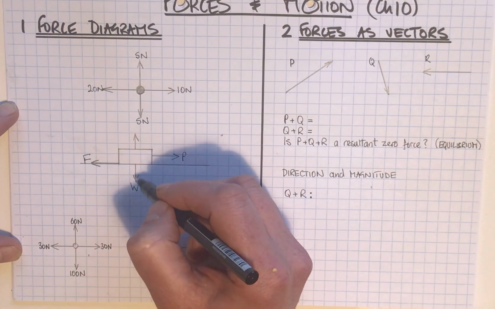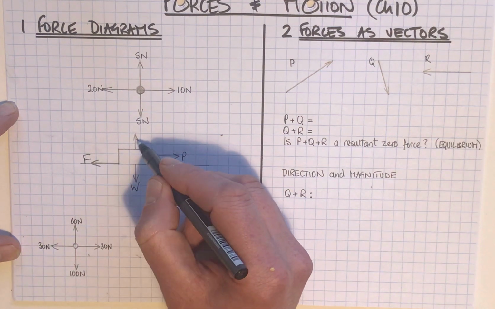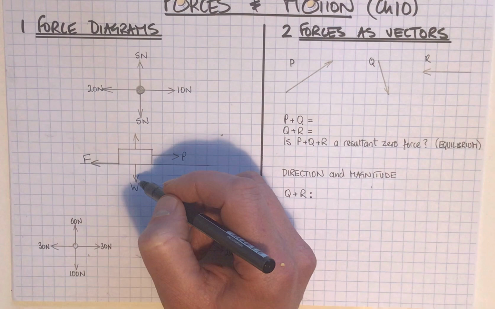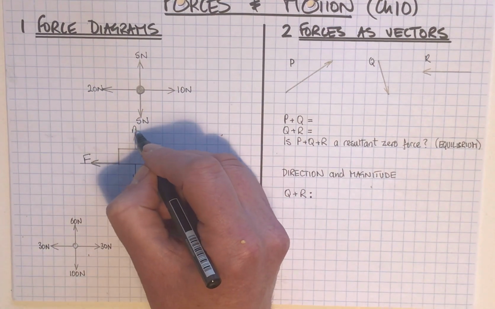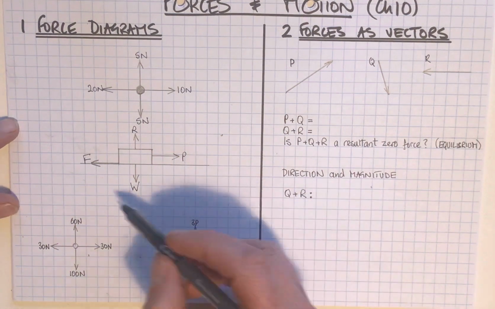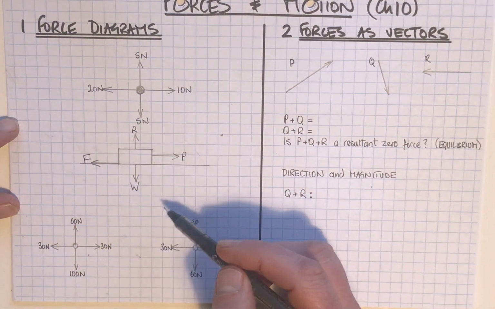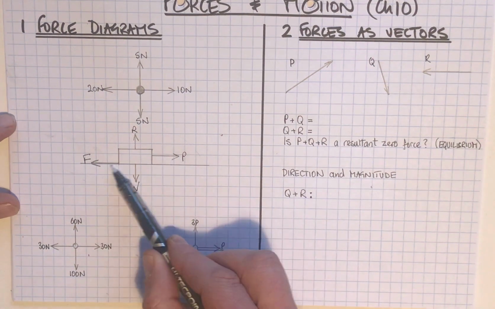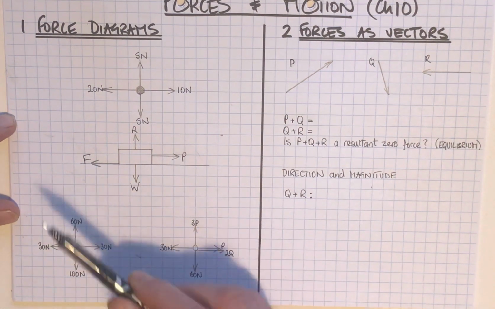Now, the object does not fall through the table. The table is obviously pushing the object up, and we call that force the normal force, a normal reaction, which we're going to call R. So that would be all your forces on this diagram. If this was a smooth tabletop, there'd be no friction. There'd be no friction here at all.